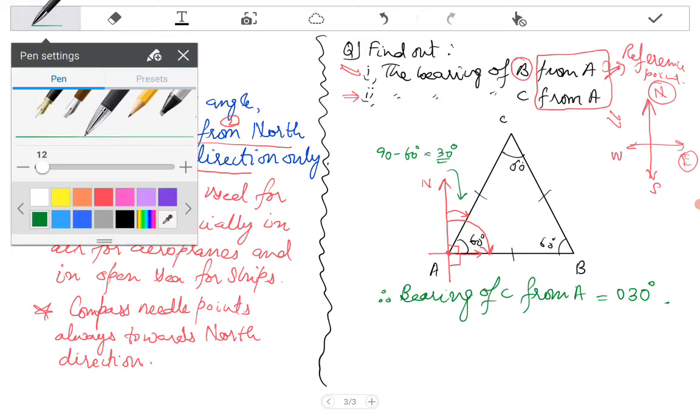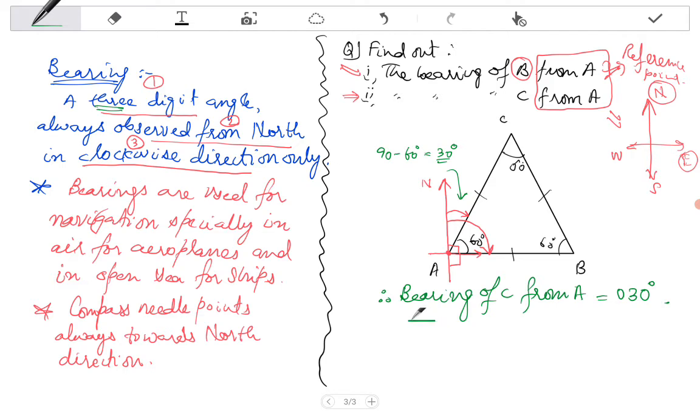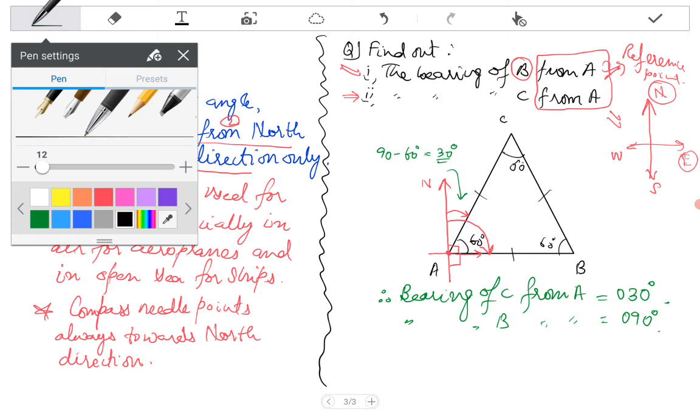There is no need for calculations for this particular part of the question. Bearing of B from A equals, it's obviously 90 degrees. So directly you can write 090 degrees. No calculation is required for this. So it's easier. I think I should consider bearings from B as well, so let me extend this question.